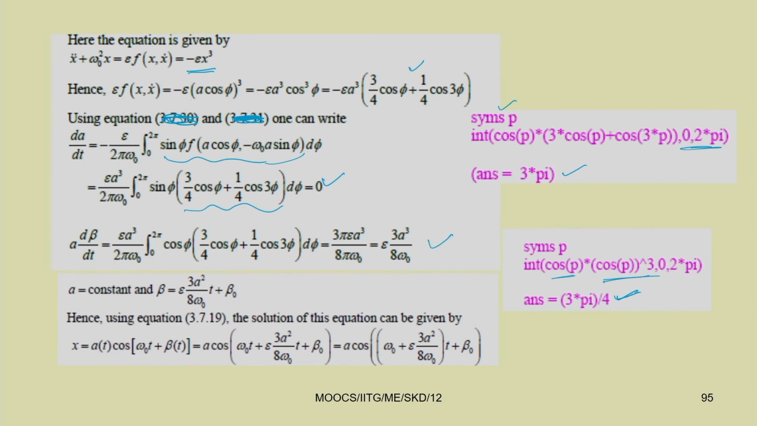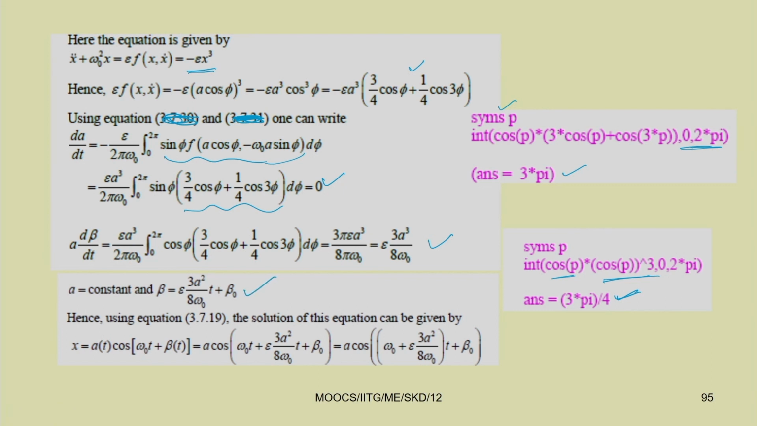So, now this a d beta by dt you are getting equal to epsilon 3 a q by 8 omega 0. As dA by dt equal to 0, a becomes constant. Similarly, a d beta by dt becomes epsilon 3 a q by 8 omega 0. So, d beta by dt becomes epsilon 3 a square by 8 omega 0. So, integrating this, beta becomes epsilon 3 a square by 8 omega 0 t plus beta 0. So, this is the integration constant.